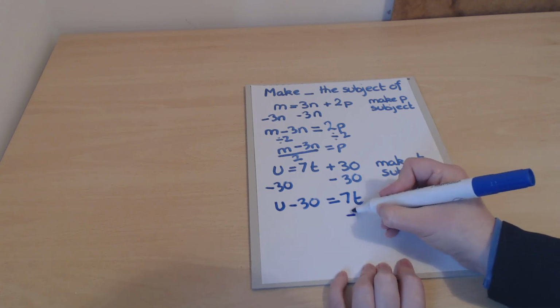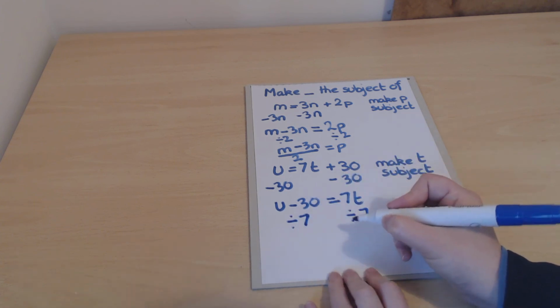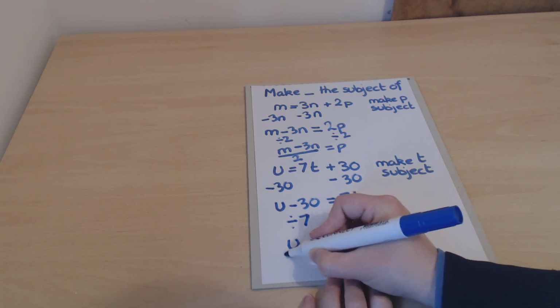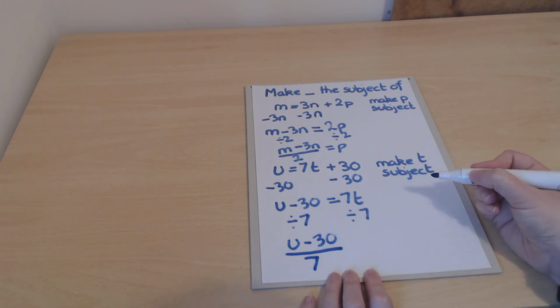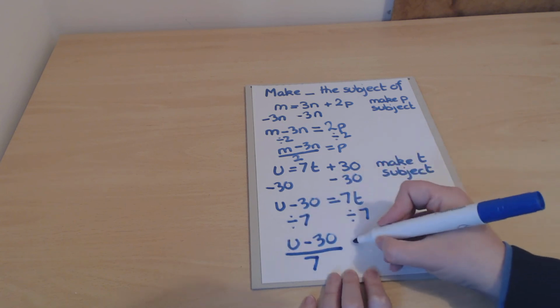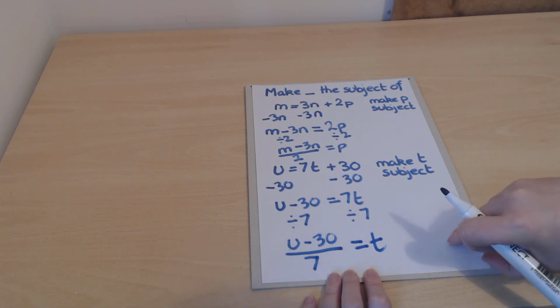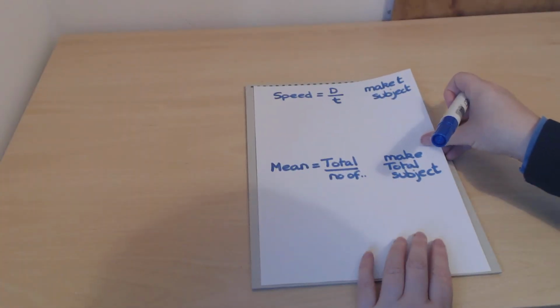So our final move is to divide by 7 to get rid of that 7. We do that on both sides. None of this is really calculations, it's just knowing how to write the things down. So division, when we're dealing with algebra, looks like these fraction forms. So we've got u minus 30 divided by 7, and that equals t. So let's look at a few more examples. The next ones that are coming up are formulas that you might be quite familiar with and quite commonly would have to rearrange at some point.